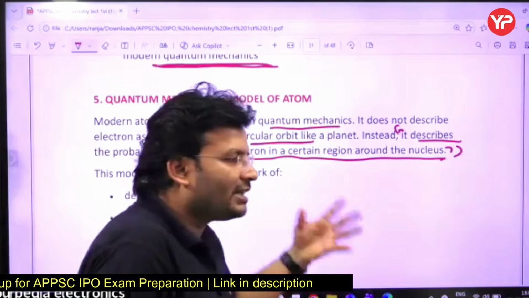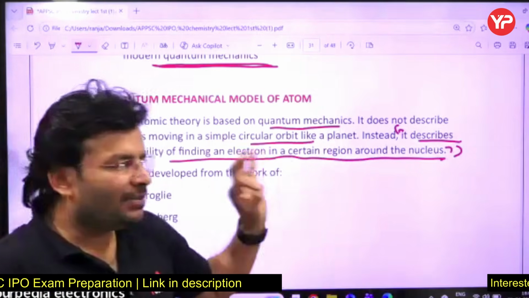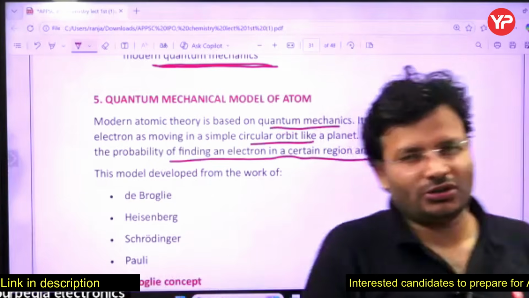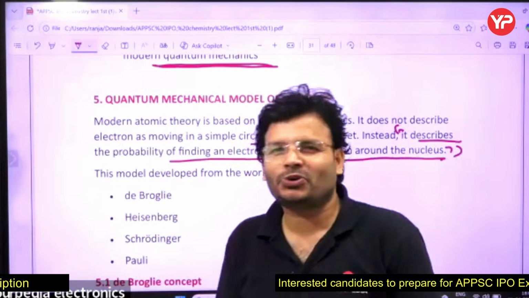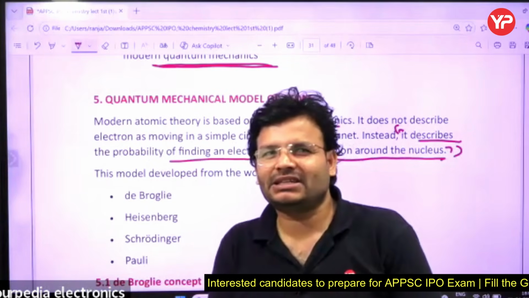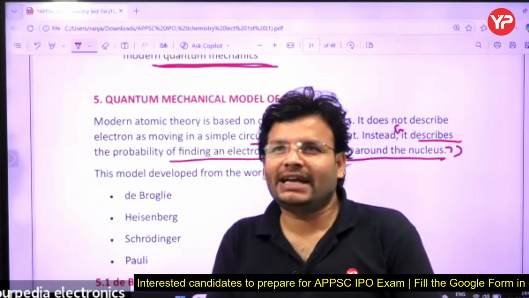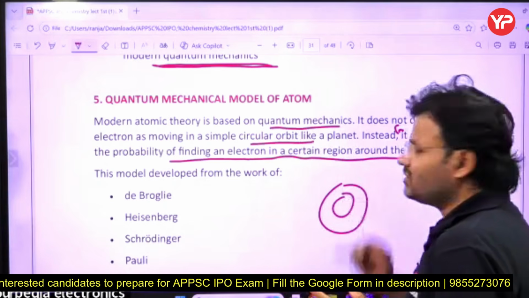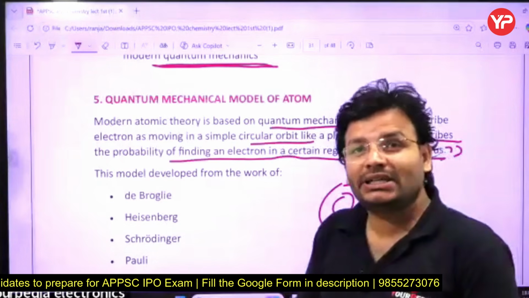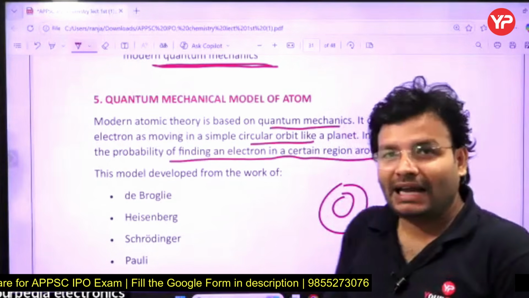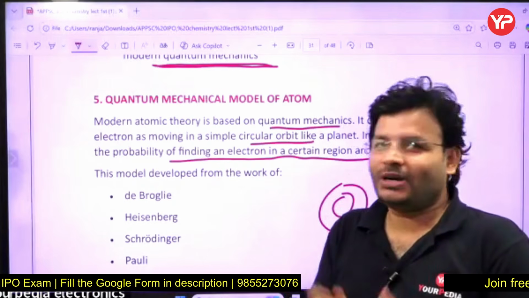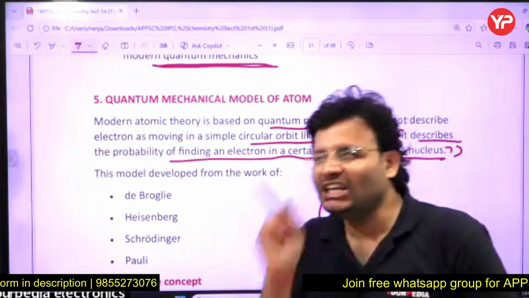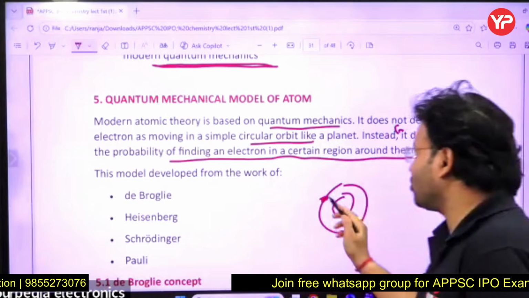Before that, in every model it was assumed that the electron is a particle. Not just electrons, but protons and neutrons too were considered particles, right? But in the modern model, it is said that it is not like that. Earlier it was said that this is the orbit and the electrons will be there, but now they say it is not necessary that the electron will be there. I can find the probability. What is the probability that the electron is there? I cannot say exactly what its location is.